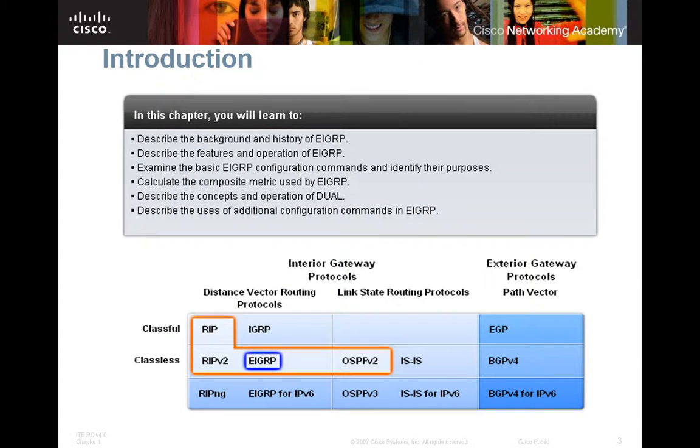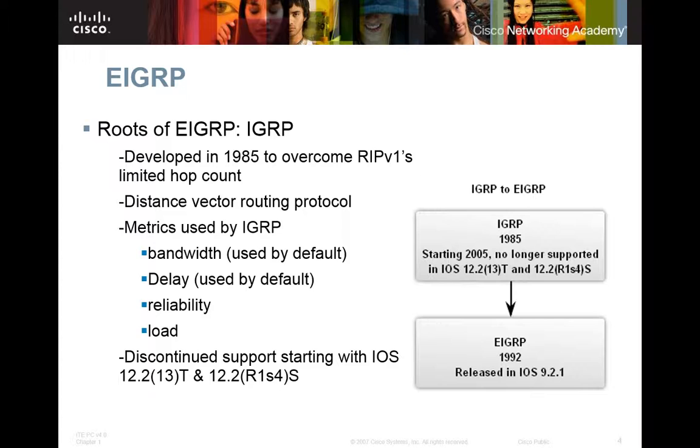Well, EIGRP is a distance vector protocol based on classless networking. Remember, like I told you, RIP and IGRP were before we had the subnetting issues, where we had all the IPs in the world. Then we didn't. They went to RIP version 2 and EIGRP, which is enhanced IGRP. And then OSPF version 2. So we'll start talking about a little bit of these. But I'm not going to worry about OSPF this time.